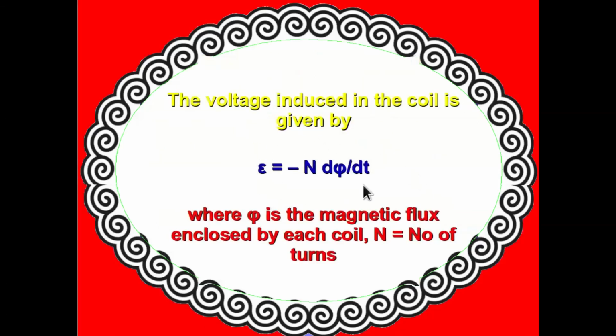In fact, this is the expression for the induced EMF. E is equal to minus N d phi by dt, where phi is the magnetic flux enclosed by each coil and N is the number of turns in the entire coil. So d phi by dt represents the rate of change of the magnetic flux per unit time. And the negative sign indicates that the induced EMF is in an opposite direction to what causes that effect. So this is actually known as Lenz's law.